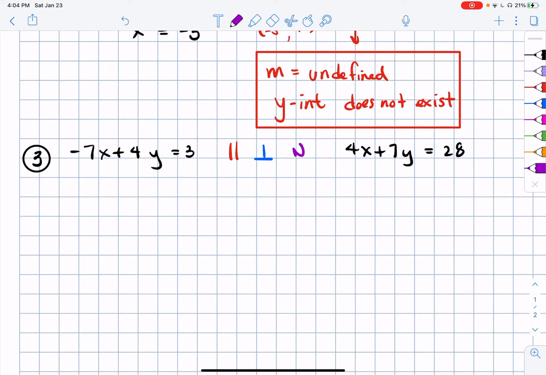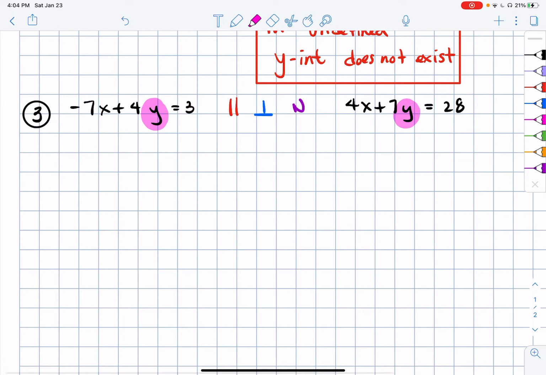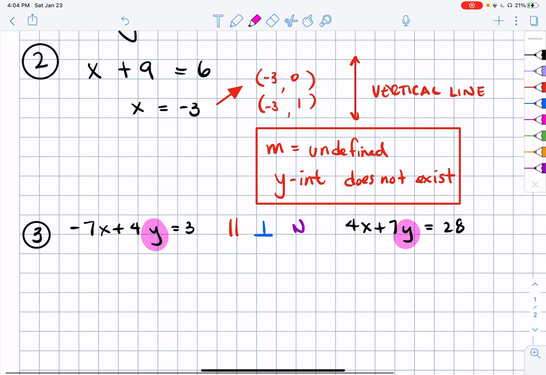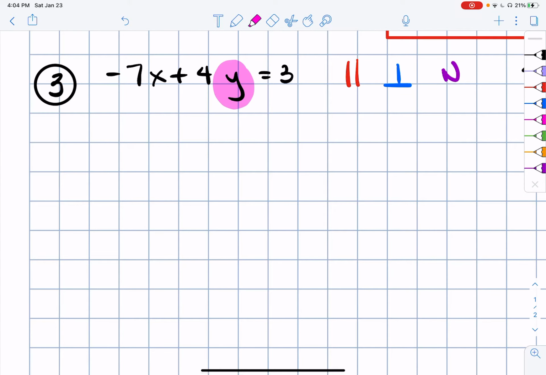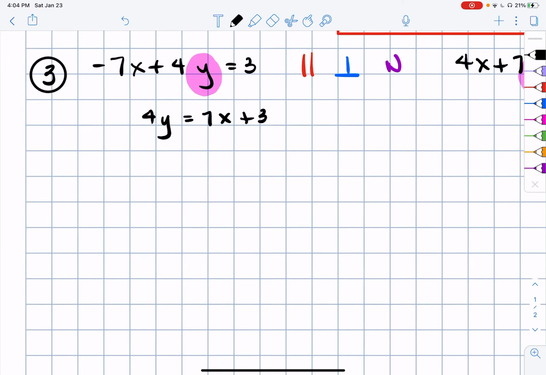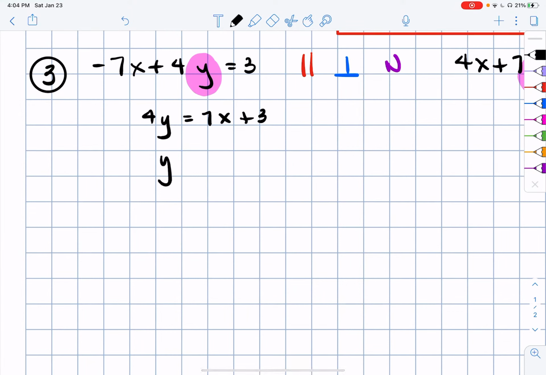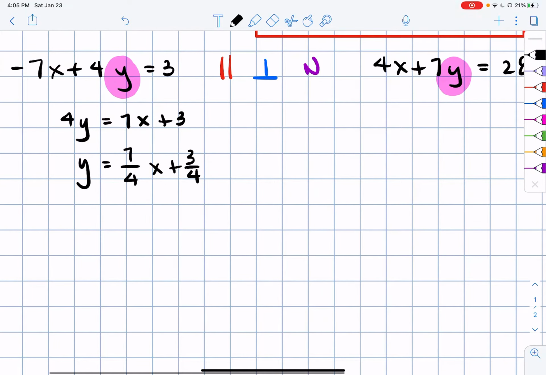So what I want to do is, again, same thing. On each one, get y by itself, so that way I can compare the two slopes. I would do the same steps as I would do up here, but I'm going to do a little bit less here. Over here, I would add the 7x over. So I'm going to get 4y is equal to 7x plus 3. Now I would divide everything by 4, so y is going to equal 7 over 4 x plus 3 over 4. So now I know that my slope is that right there.